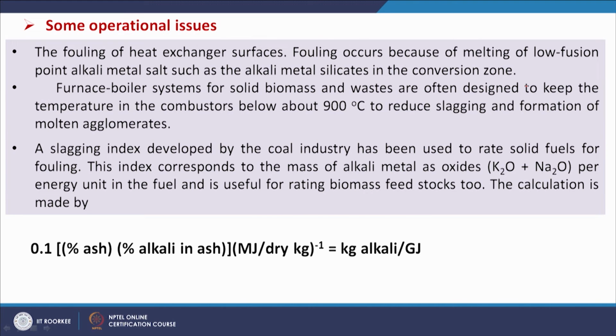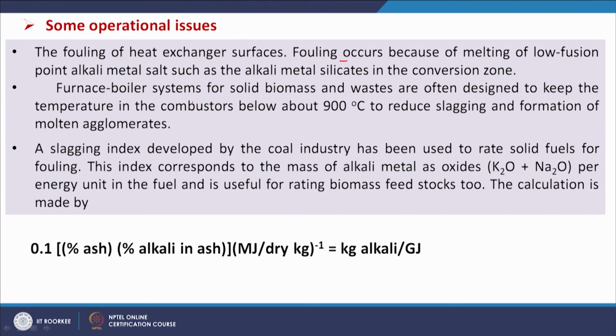Where heat transfer is taking place, in the case of a furnace or boiler, the fouling will take place if the waste material has very high ash content and the ash is in a molten stage, forming a slag. That will create a layer and the fouling will occur. So, furnace and boiler systems for solid biomass and waste are often designed to keep the temperature in the combustor below about 900 degrees centigrade to reduce slagging and formation of molten agglomerates. So, that is one technique to avoid this type of formation.